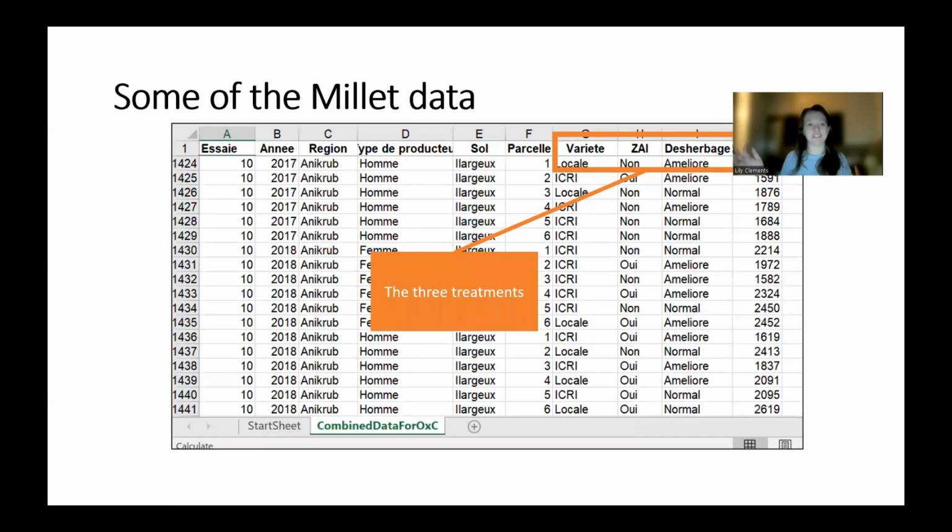So here are 3 treatments. This is what your data set may look like. And there's your 3 treatments: variety, xy, and décephage. So let's just look through what these are. So variety, we have 2 types of variety. We have ICRI and local.